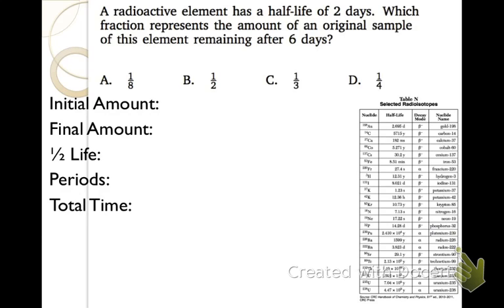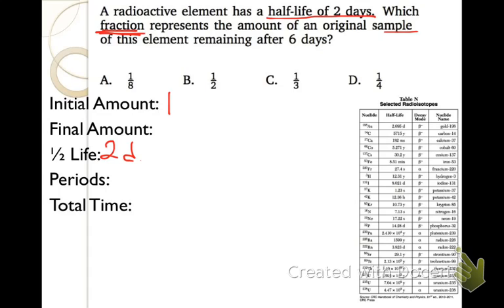Make sure you have your calculator ready. A radioactive element has a half-life of 2 days. Which fraction represents the amount of an original sample of this element remaining after 6 days? So, the radioactive element has a half-life of 2 days. If they ask about a fraction, the initial amount should be 1.